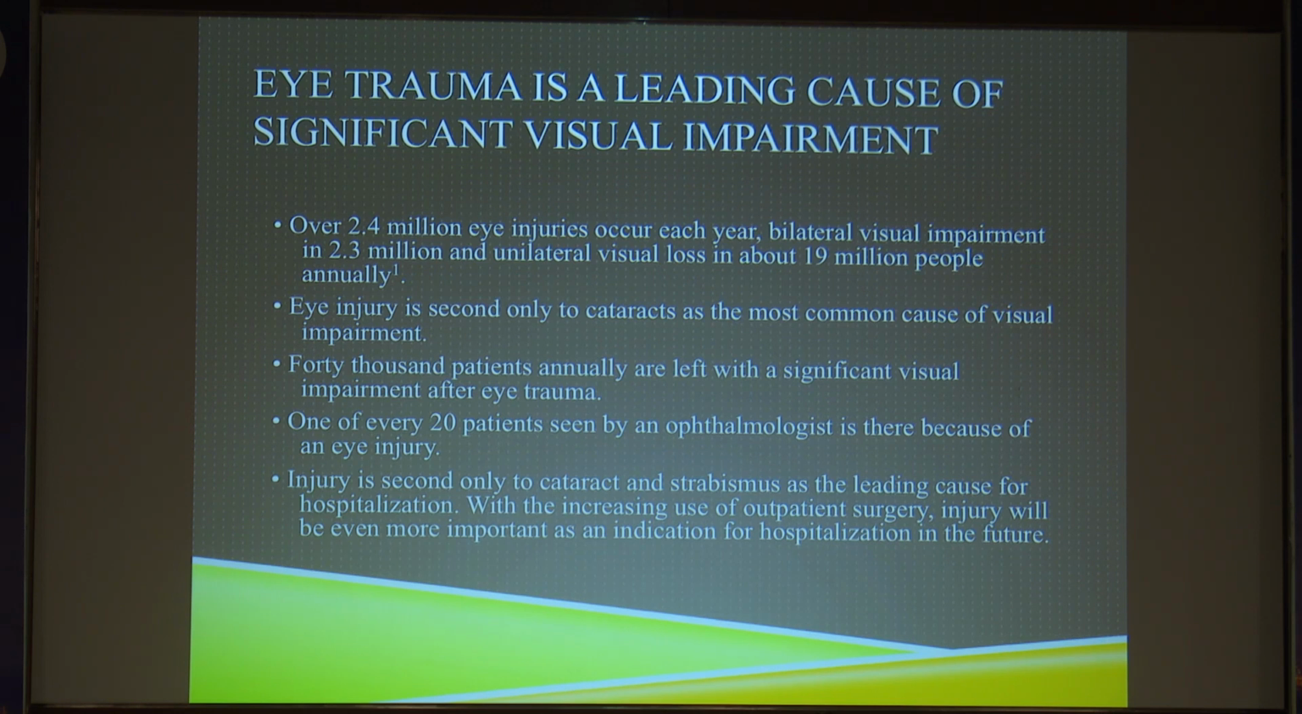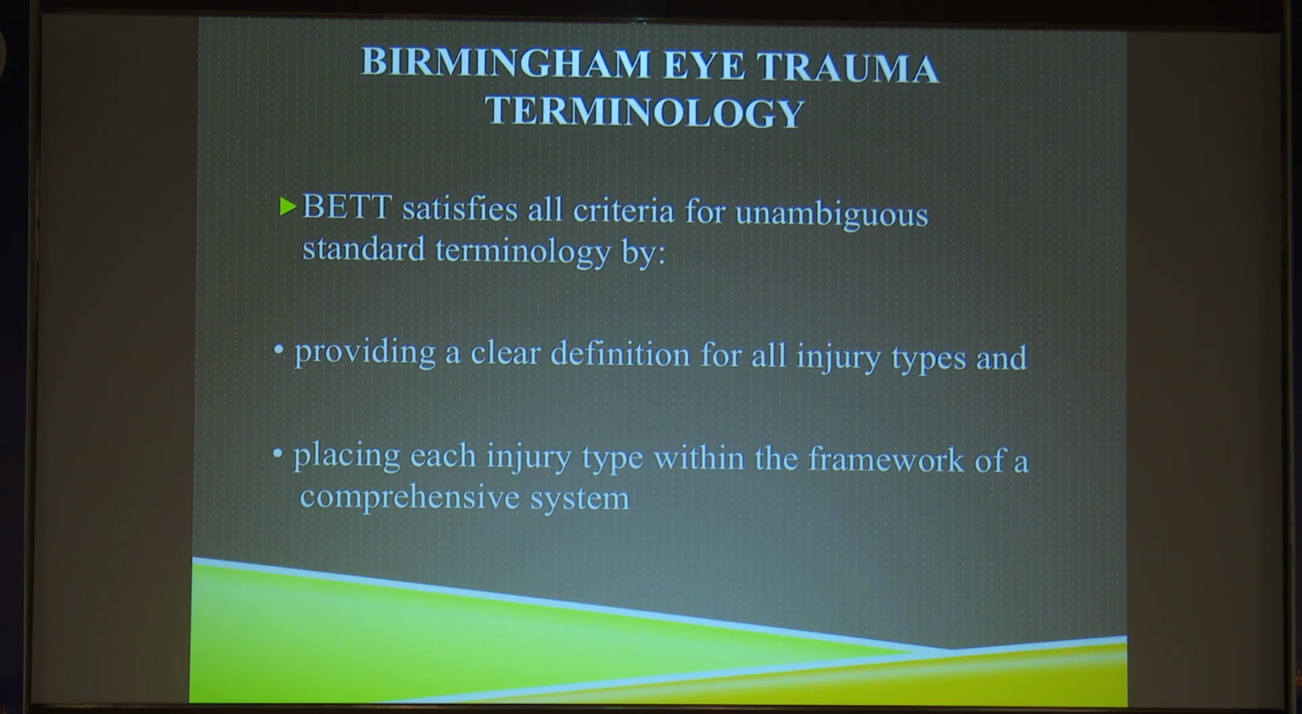We all know that eye trauma is a leading cause of significant visual impairment, and almost 2.4 million eye injuries occur every year. Bilateral visual impairment occurs in about 2.3 million cases, and unilateral loss in about 19 million people annually. It's the second most important cause of visual impairment. Almost one of every 20 patients seen by an ophthalmologist in the OPD can be because of an eye injury, and it's only second to cataract and strabismus as a leading cause of hospitalization.